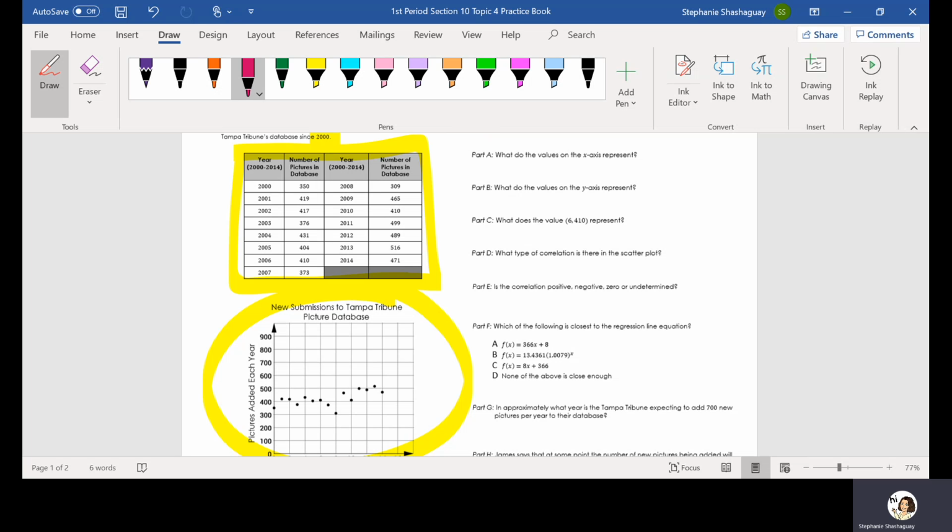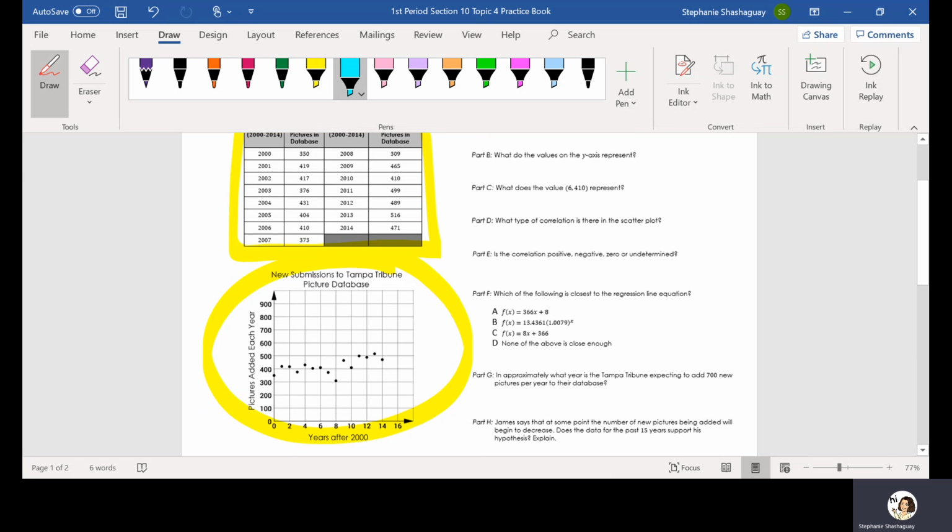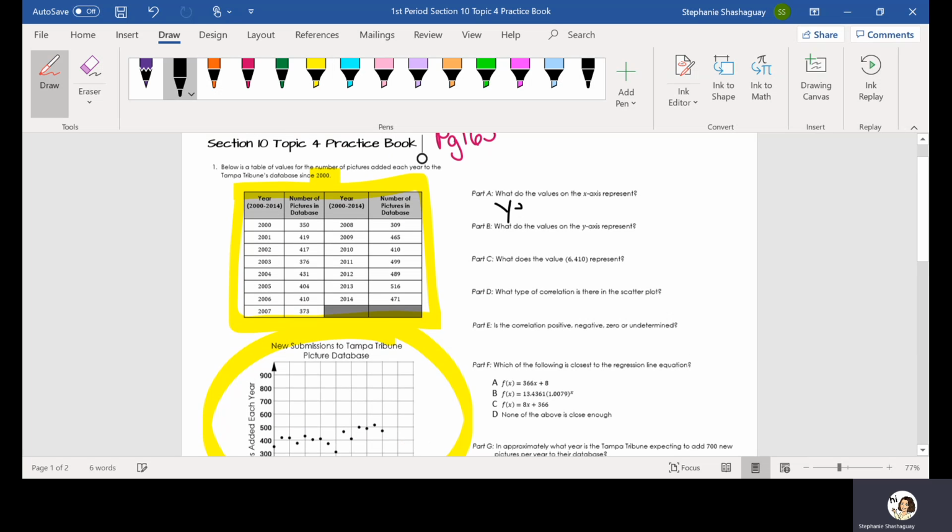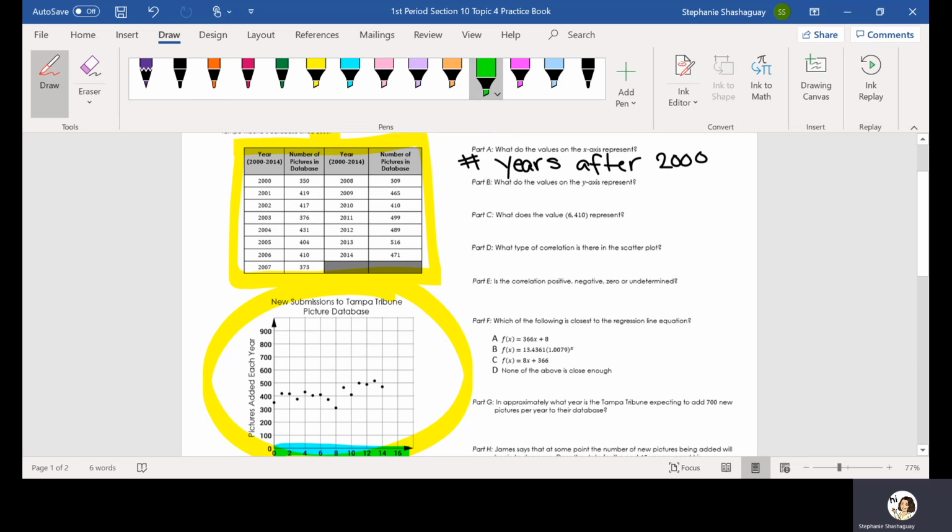So what do the values of the x-axis represent? Okay, again, our x-axis is this down here, and that represents the years after 2000. Okay, so that's the number of years after 2000. Part B, what do the values on the y-axis represent? So this here is my y-axis, and that is the number of pictures added each year.